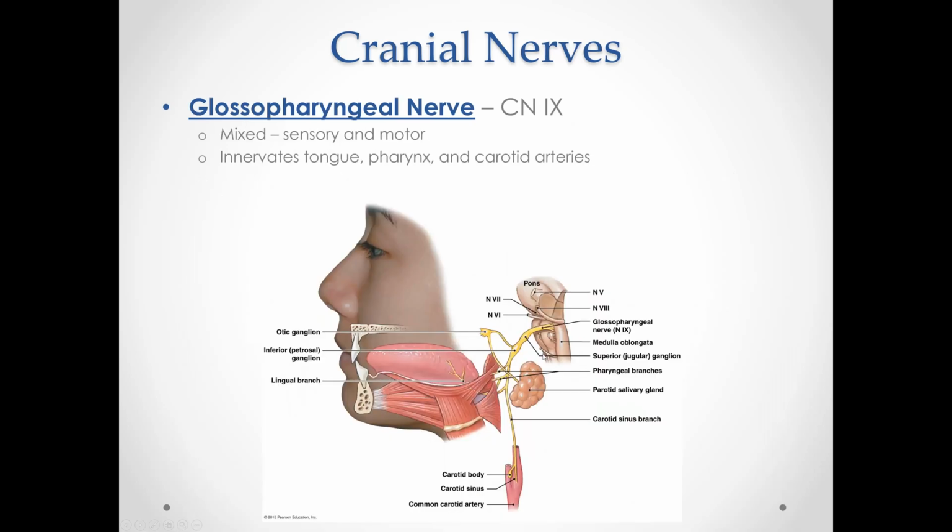Cranial nerve number 9 is the glossopharyngeal nerve. This is a mixed nerve, meaning it carries sensory and motor information. It innervates the tongue, the pharynx, and the carotid arteries. And in fact, glosso is a prefix that means tongue, and then pharyngeal means pharynx. So the name tells you that this nerve is going to innervate both the tongue and the pharynx.